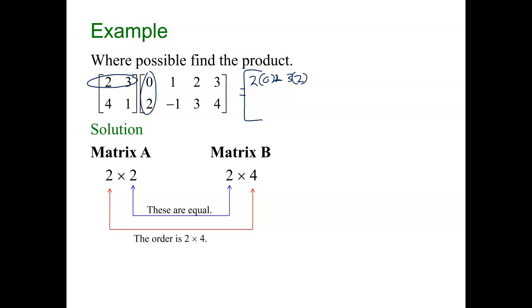So now we're going to the next column. Next column is 2 times 1 and 3 times negative 1. And then we're going to add those. First row, second column.